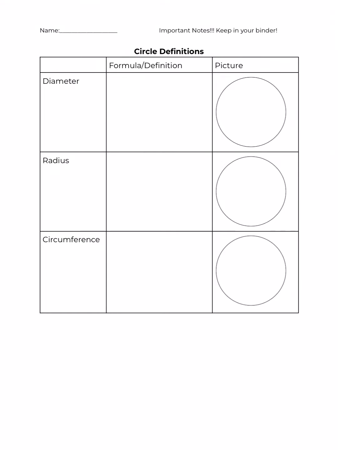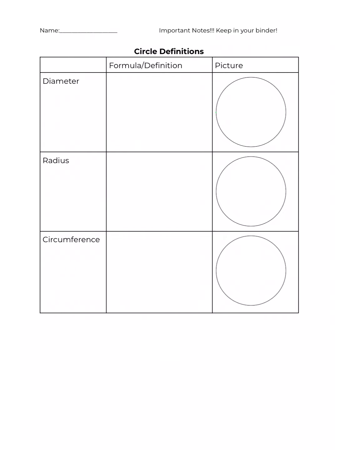Today we're going to take some notes on the parts of a circle. So first, you should have a highlighter or a marker because we're going to be labeling these circles. So our first word is diameter, and I am going to draw the diameter.